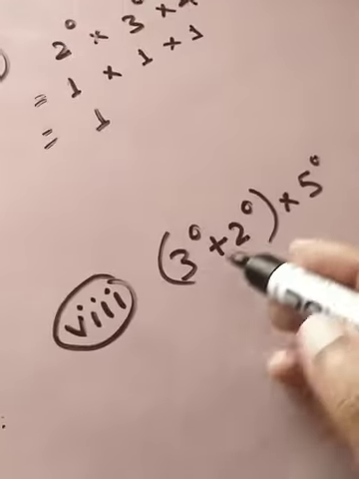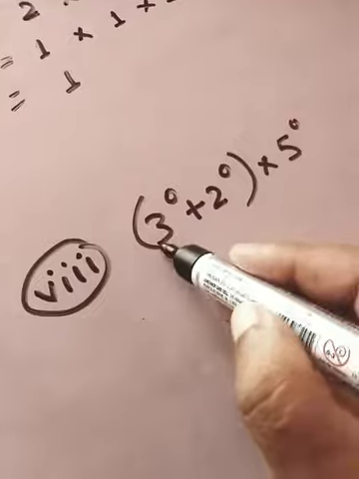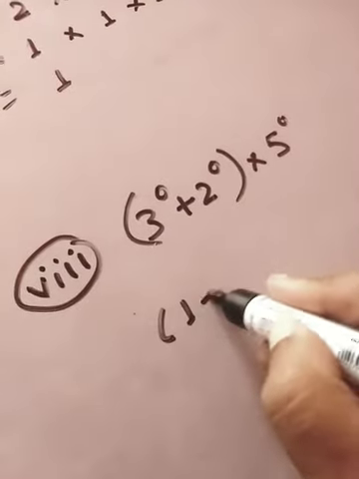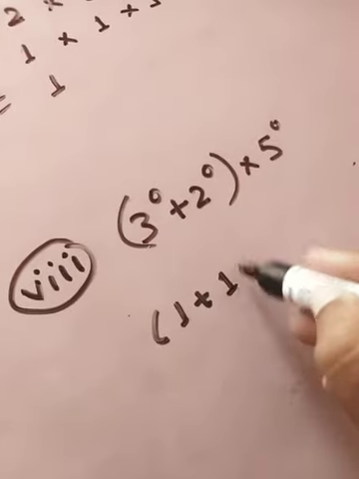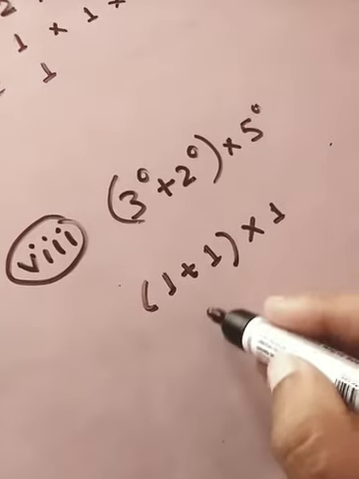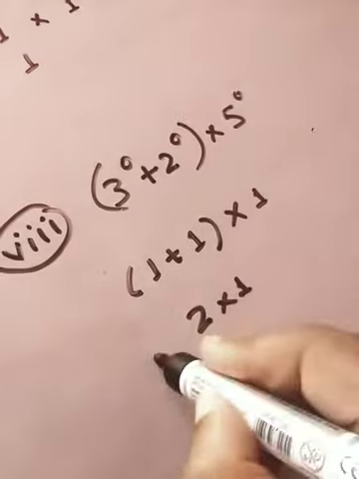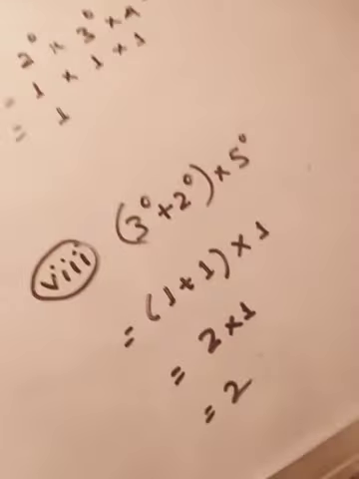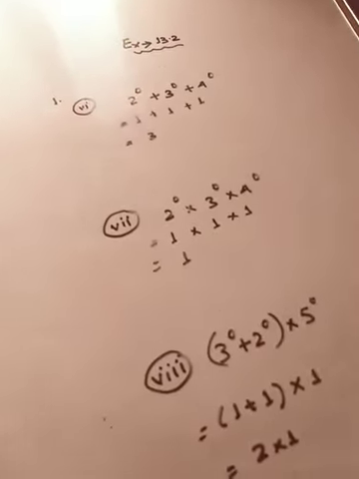Now let's do this. Question number 8. 3 to the power 0 is what? 1. 2 to the power 0 is what? 1. 5 to the power 0 is what? 1. Now let's solve the bracket. 1 plus 1 is what? 2 into 1. What is the answer, students? Absolutely 2.